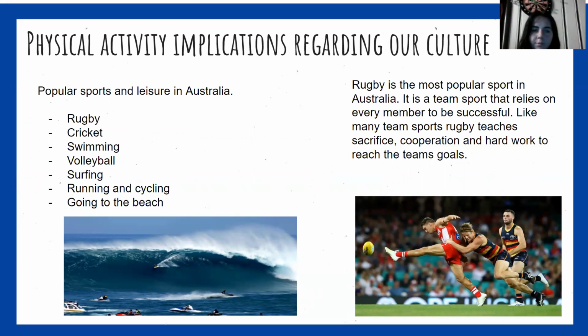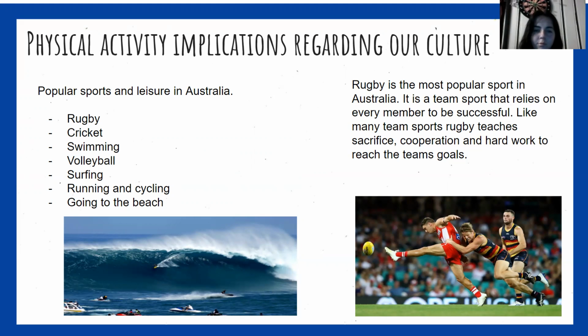So some physical activity implications regarding our culture. Popular sports and leisure in Australia include rugby, easily the most popular sport in Australia. A lot of their holidays revolve around rugby. Cricket, another big one. Swimming is taught earlier in school than in the U.S. It's a big part of Australian culture. Volleyball, surfing, running and cycling, and going to the beach. As you can tell, they have a lot of water sports and water activities because everyone is so close to the beach.